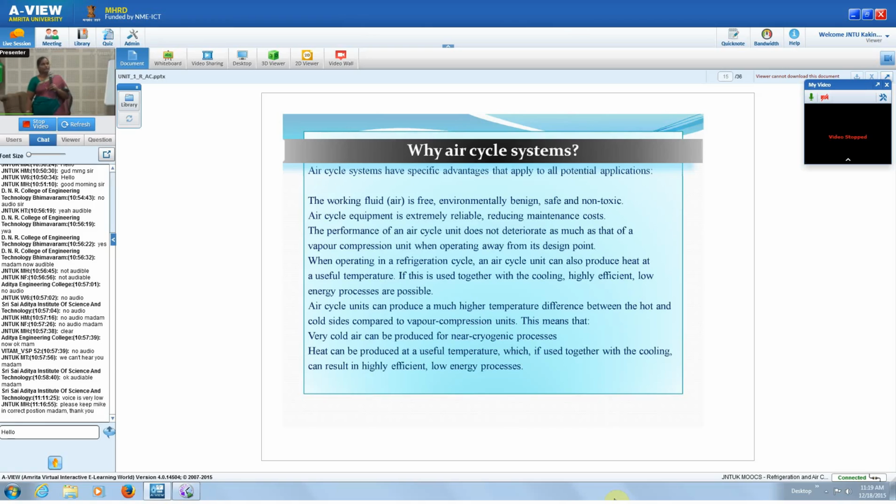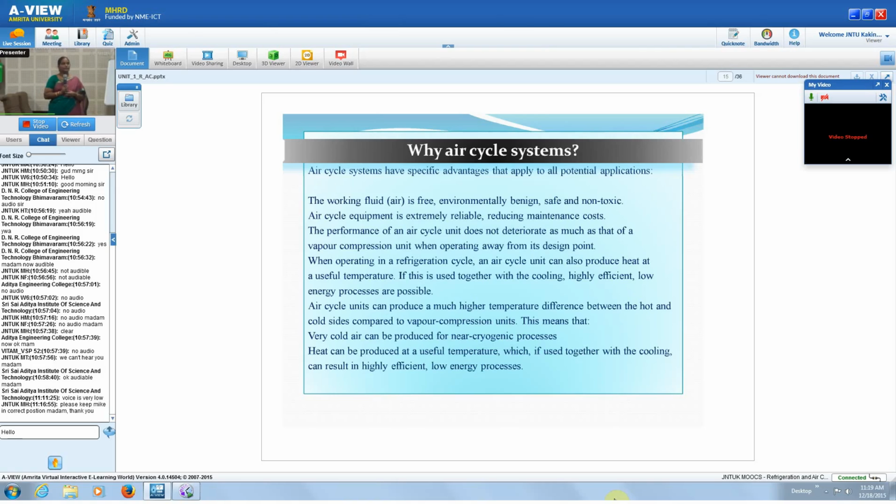If you see vapor compression refrigeration, the cost of the refrigerant itself is high, and also the leakage should be completely prevented. There is no such problem with air refrigeration. When operating in a refrigeration cycle, an air cycle unit can also produce heat at a useful temperature. If this temperature is used together with the cooling, highly efficient low energy processes are possible.